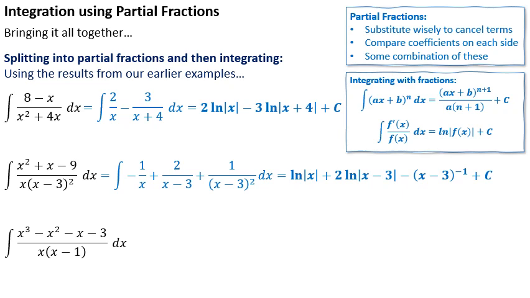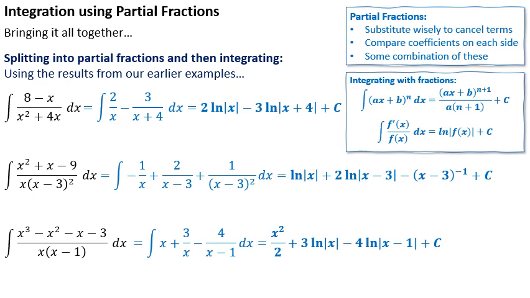For the final one, remember we had a bit more work to do with this one, but we can end up breaking it apart into x plus 3 over x minus 4 over x minus 1. So the first bit is just a polynomial. In fact, it's a really simple one. It's just something linear. It's x itself. We can integrate that using the standard results. x becomes x squared over 2.